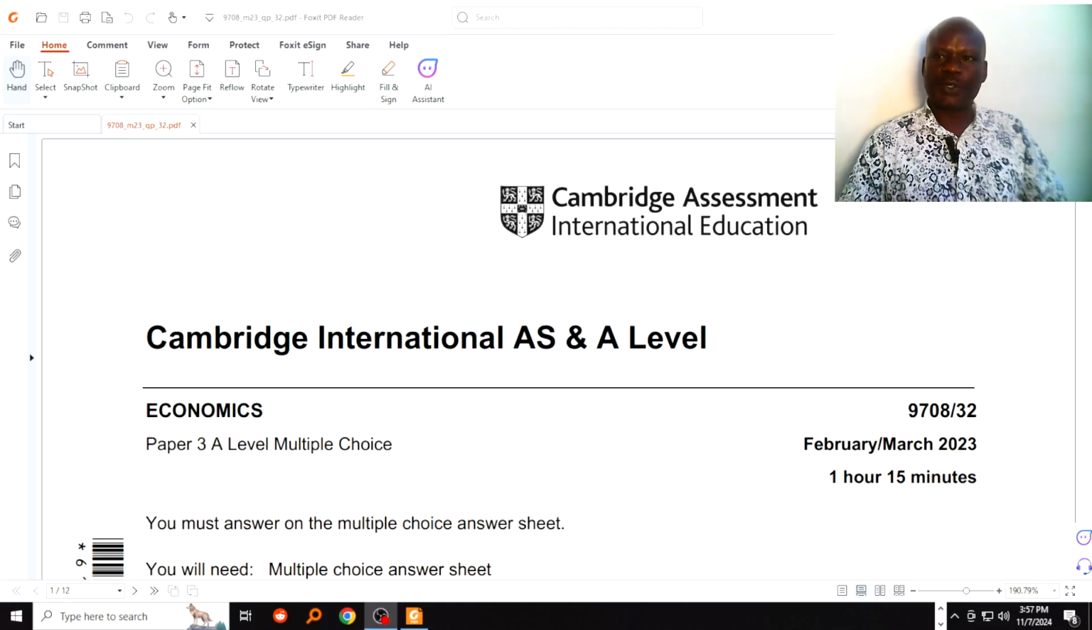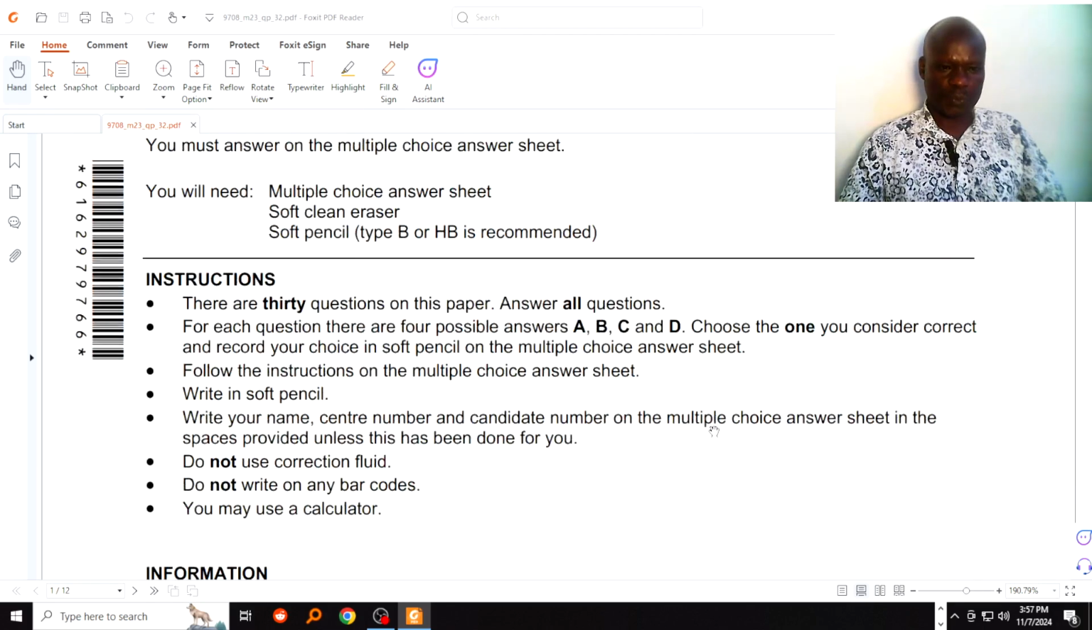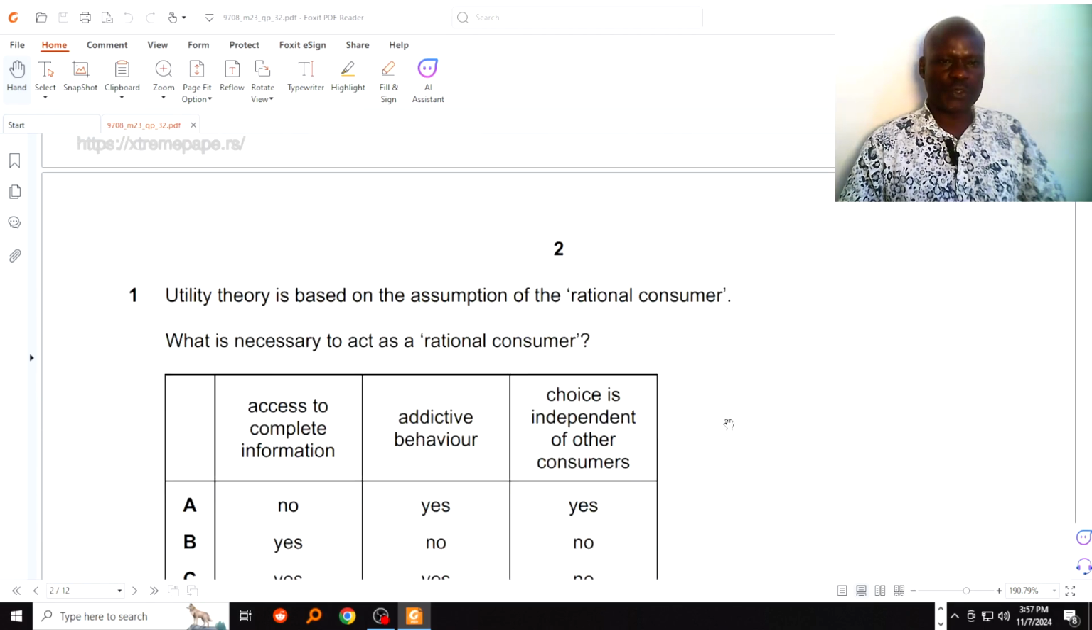Well, we consider economics. This is Cambridge International AS and A level economics. The code is 9708/32. We want to look at question 2. These are multiple choice questions.